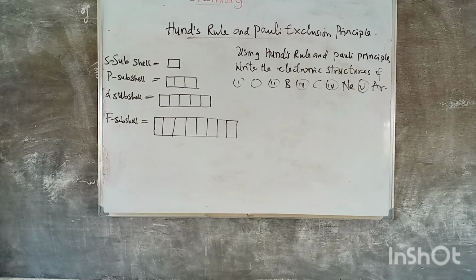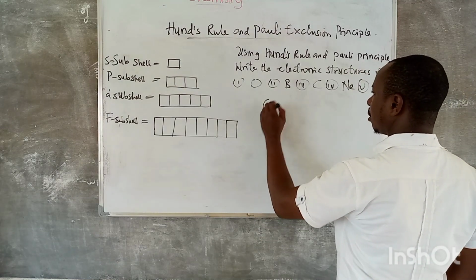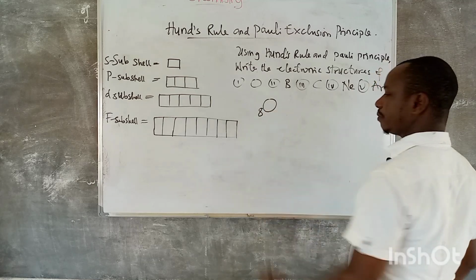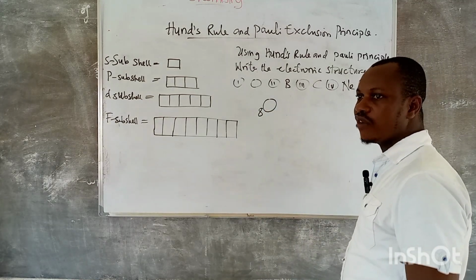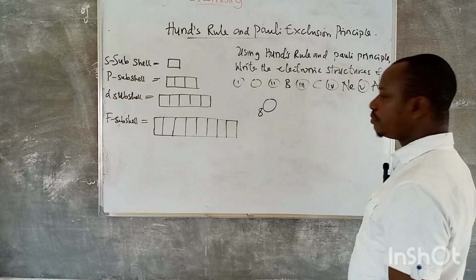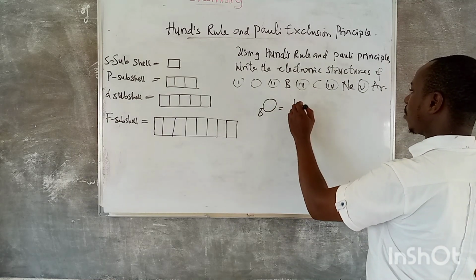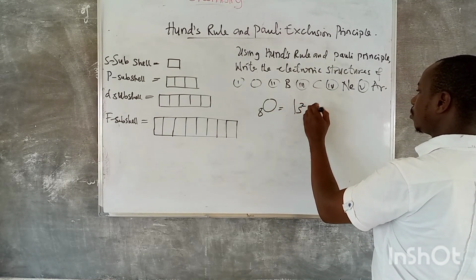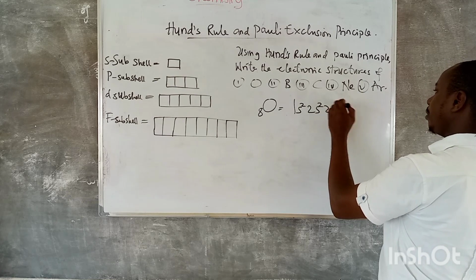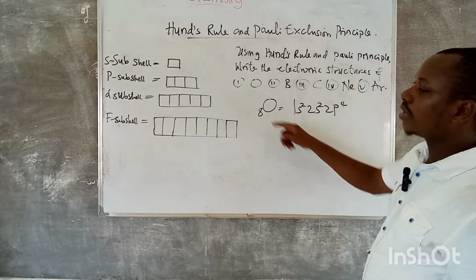They say that we should use Hund's rule and Pauli exclusion principle to write the electronic structures of the following. Oxygen. Atomic number is 8. You first of all use the Aufbau principle to write it. That is SPDF notation. That is 1s2, 2s2, 2p4. If you check, if you count it, you get 8.